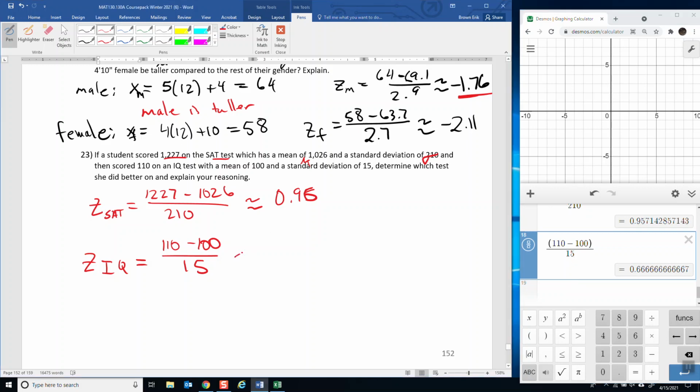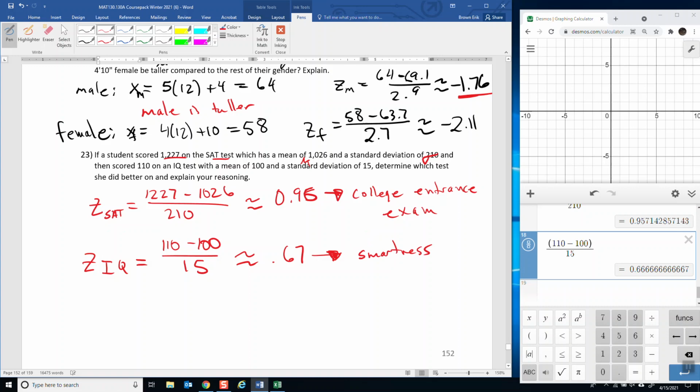Oh, according to her IQ test, she's not as bright as the SAT. Although remember that these are used for very different things. This is a college entrance exam that colleges are actually moving away from, and this IQ test, your intelligence quotient, is supposed to measure your smartness.